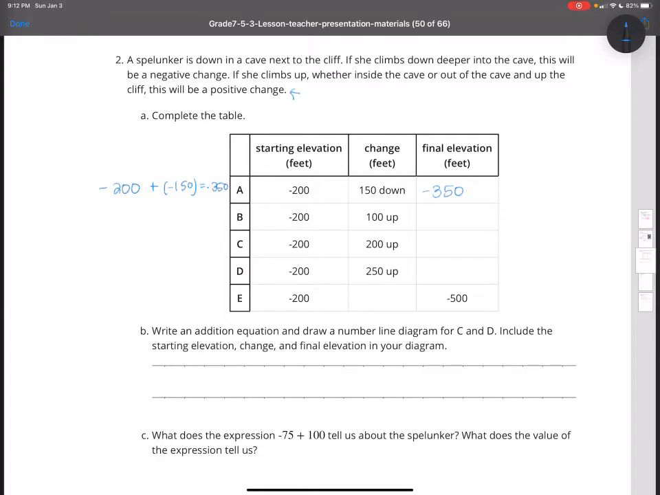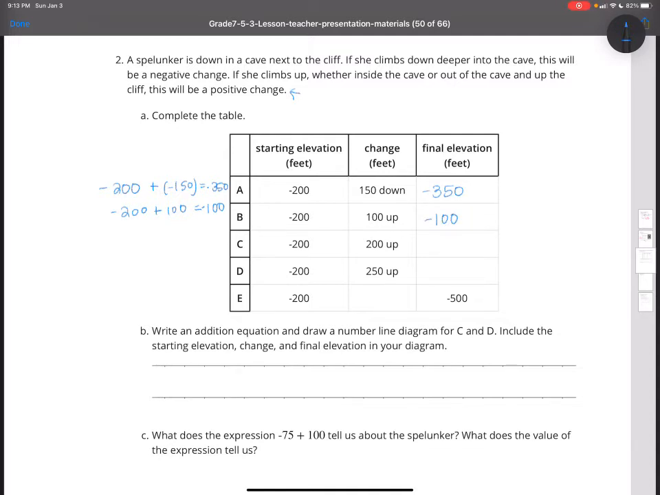Okay, so then for part B, it's negative 200 plus, and they say she climbed up 100. Now, the signs are different, so therefore I need to subtract, which 200 minus 100 is 100. But since negative 200 is further away from 0, it will be a negative 100. So the final elevation will be negative 100.